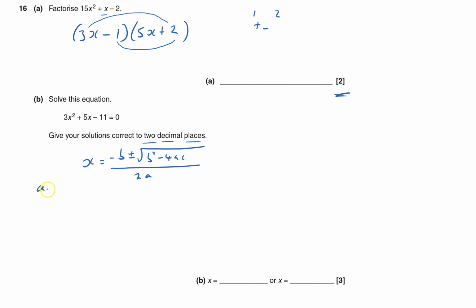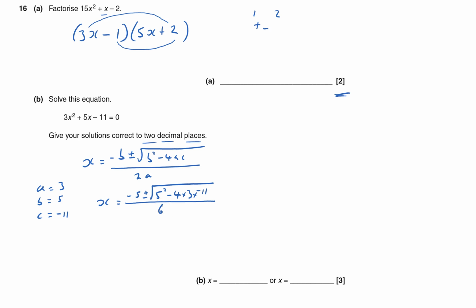And I always like writing down what they equal. a is the number of x squareds, b is the number of x's, and c is the other numbers. So a in this case is 3, b is 5, c is minus 11, and that will give me x equals minus 5 plus or minus the square root of 5 squared, that's 25, but minus 4 times the a, which is 3, times by c, which is negative 11. And I divide that by 2a, so 2 times 3 is 6.